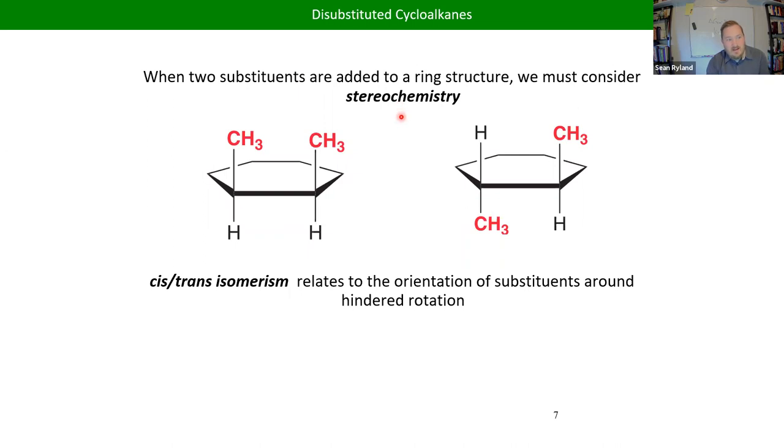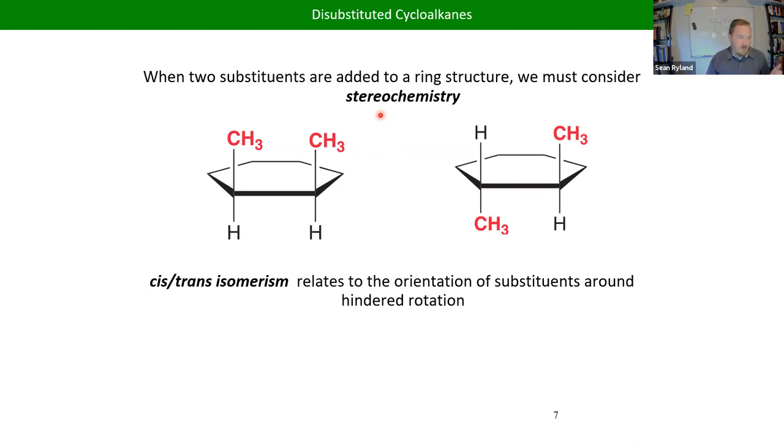When we add another substituent, things get more complicated, as you might expect. And so the first thing that we're going to bring in is the fact that when we have two substituents, we have what's known as stereochemistry. When you have two substituents attached to a ring, we can't just freely rotate anymore, right? That ring restricts the rotation, so everything's kind of stuck in the same position relative to everything else, right?